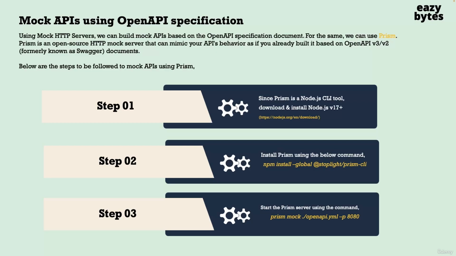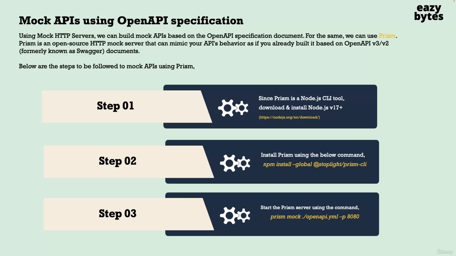what is the location of your OpenAPI YAML document. And after that, what is the port where you want your mock server to be created. The same we can mention by using -p, which indicates port, and after -p you can provide the port number like 8080. So these are the 3 steps that you need to follow.